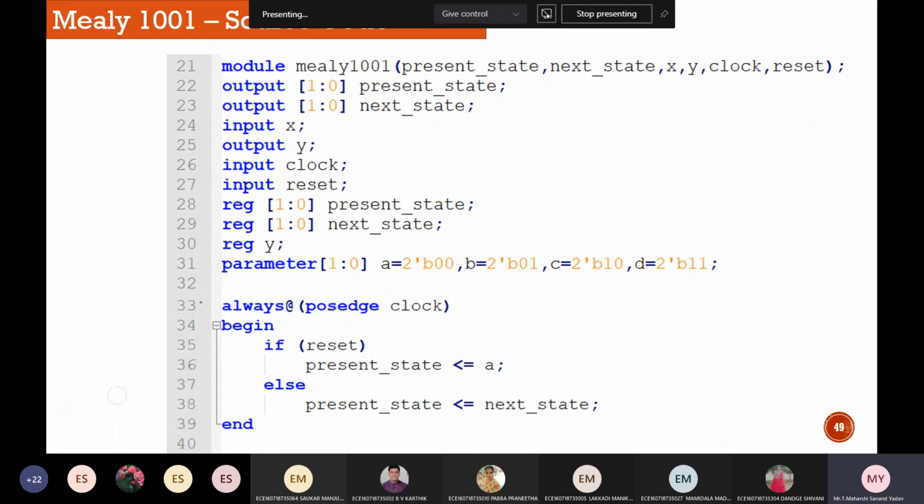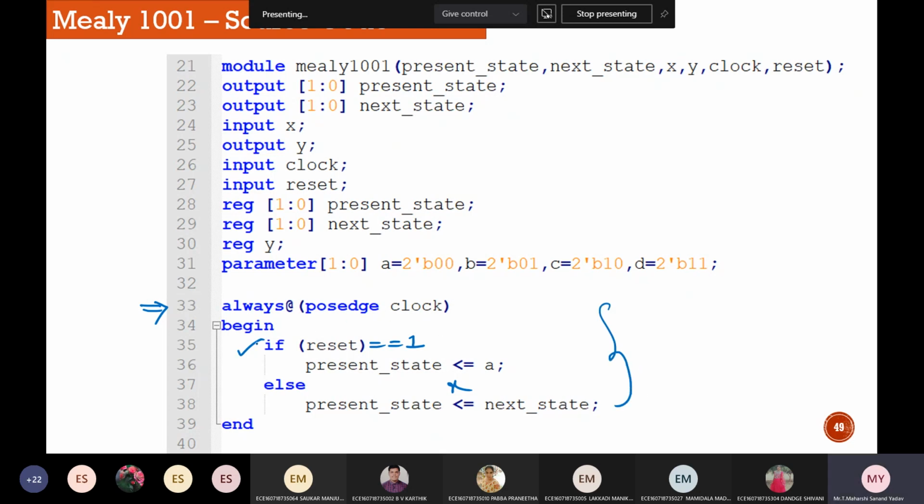Next, here comes the actual story. Always at the positive edge of clock, we need to check the condition. If reset is equal to 1, present state will be A only. Why? Because it can't go to the next state. Or else it should go to the next state depending upon the condition X. You can write this one or else you can ignore.